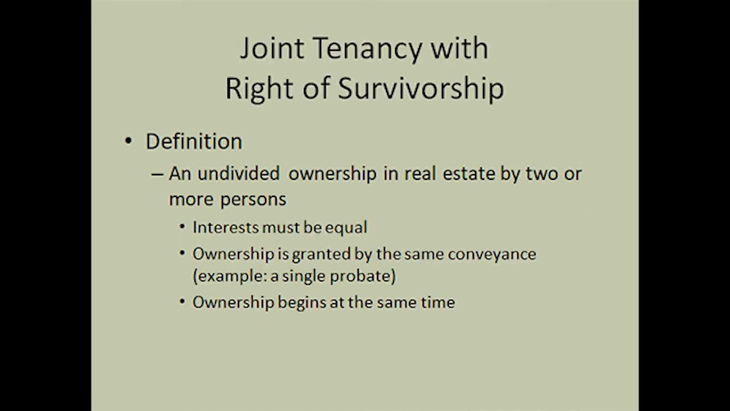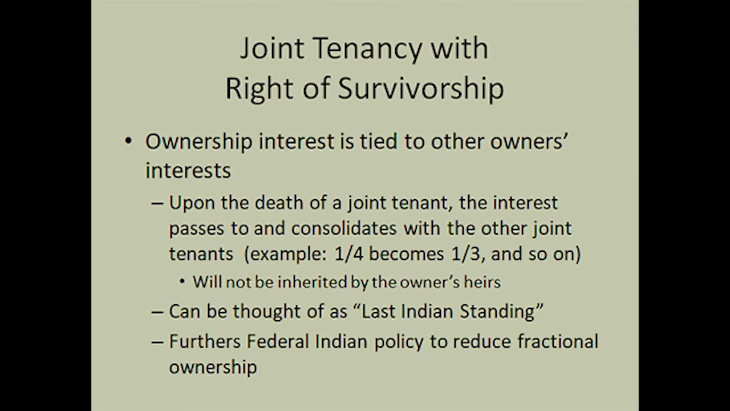Then there is joint tenants with right of survivorship. Shares are equal, they begin at the same time, and they come to you through the same document, such as a probate judgment. When an owner dies, their interest passes to the other surviving owners independently of any will or probate. Ownership fractions get smaller and smaller. For instance, 1/3 becomes 1/2. Joint tenancy with right of survivorship may also be thought of as last Indian standing.